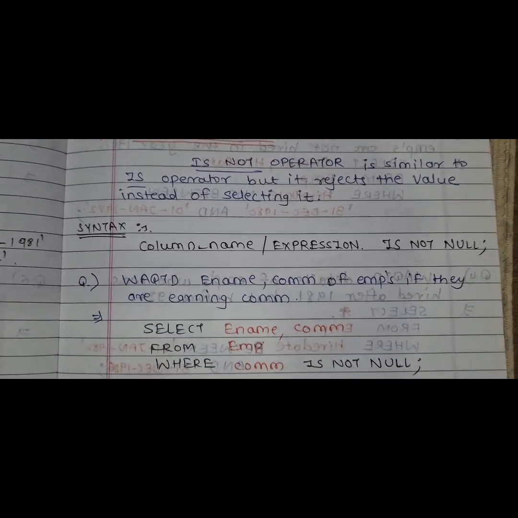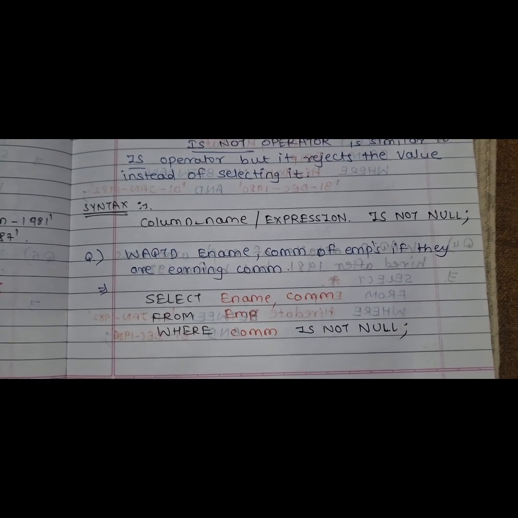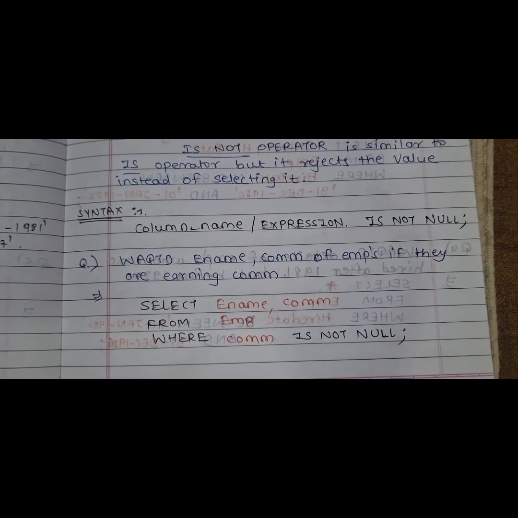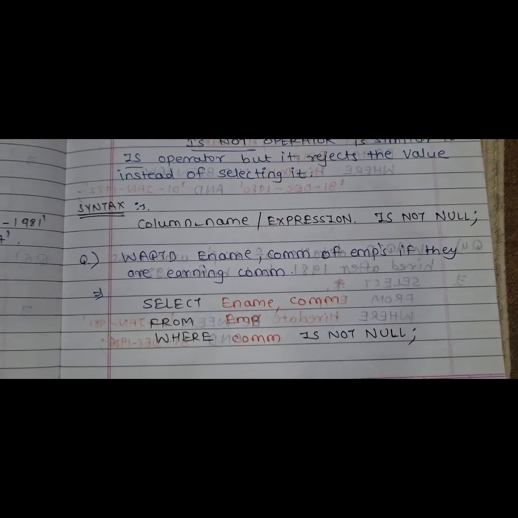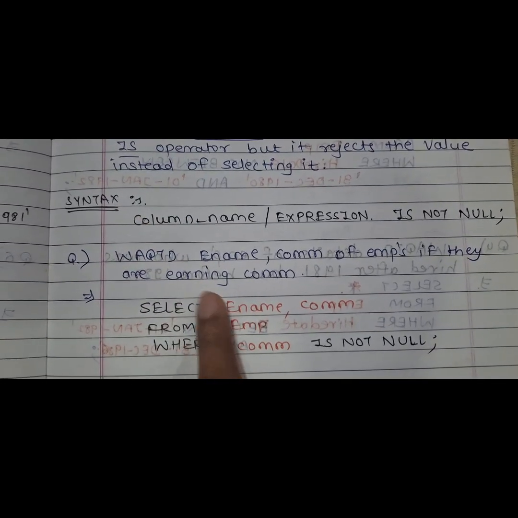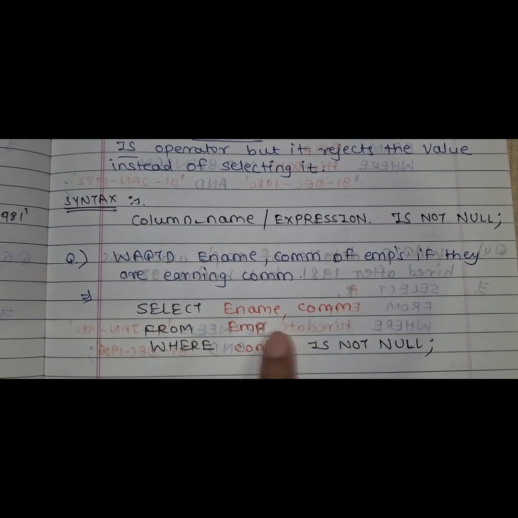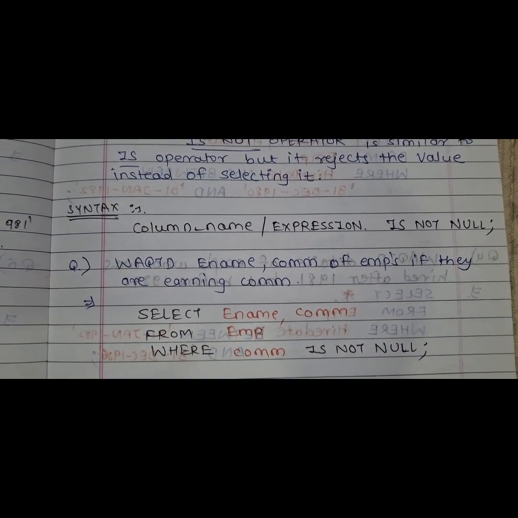Is not operator. Write a query to display employee name and commission of employee if they are earning commission. So if commission is not null, then we have to display employee name and commission. Same thing we have written here: select ename, commission from employee where commission is not null.